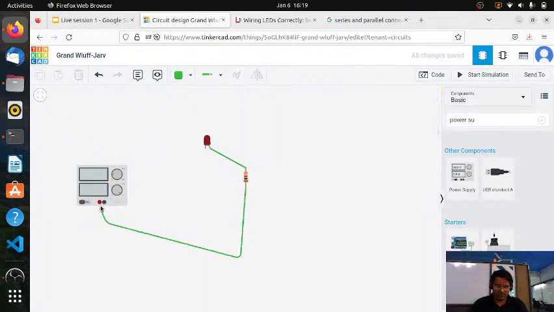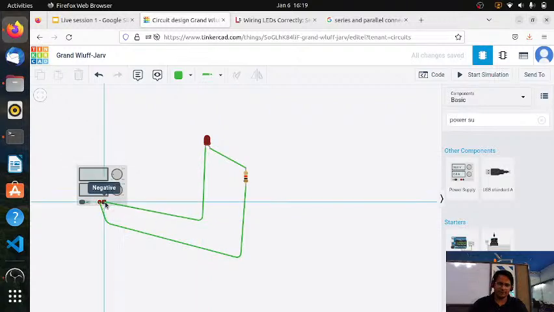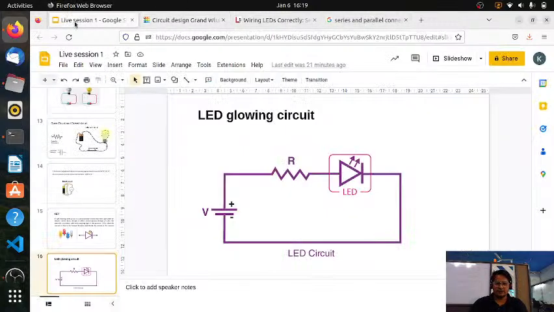And then this is coming from the positive end of the LED, and then the negative end of the LED, let's connect to the negative of the power supply. Yes, so this is what we have seen in this circuit. This is the circuit, this is the voltage source, this is the resistor, and this is the LED.